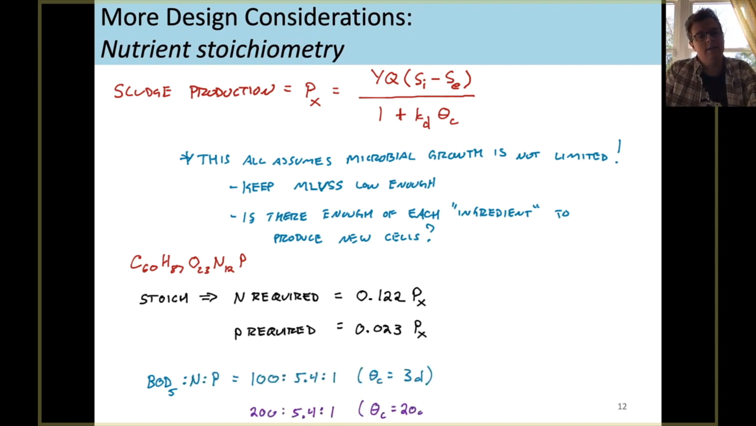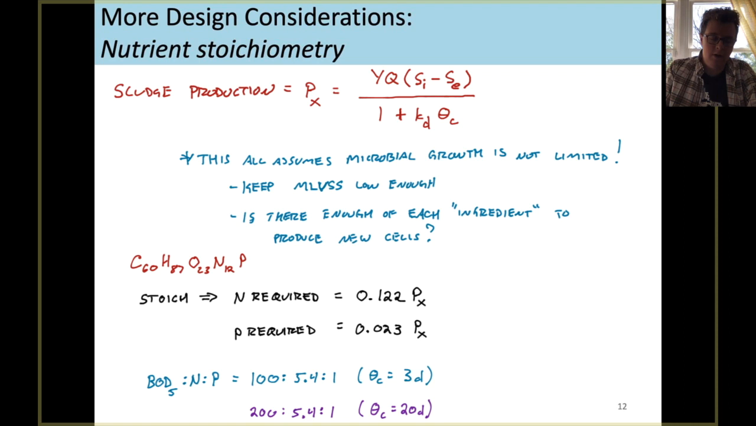Just to give you a sense of what some of these ranges look like, the ratios of BOD5, so 5-day biochemical oxygen demand, to nitrogen to phosphorus go anywhere from 100 to 5.4 to 1. That's BOD to N to P for something that's got a relatively short solids residence time, to 200 to 5.4 to 1 for something with a relatively long solids retention time.